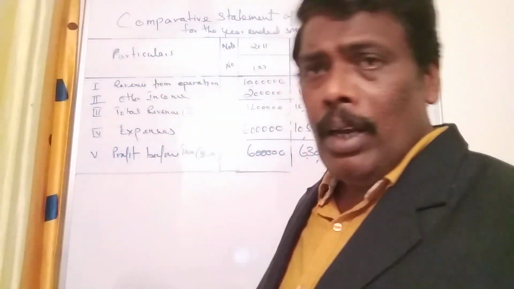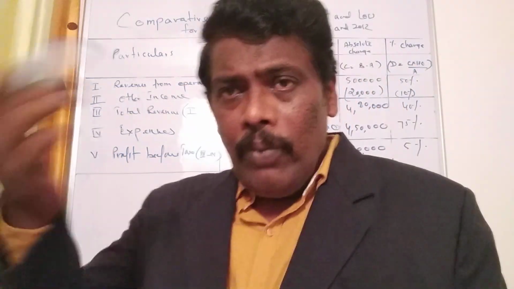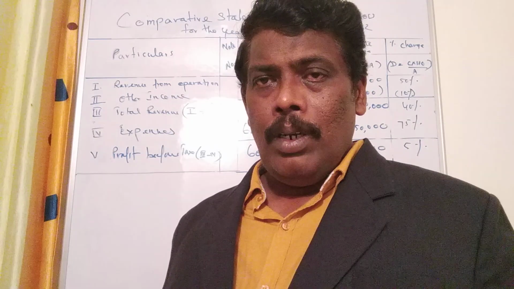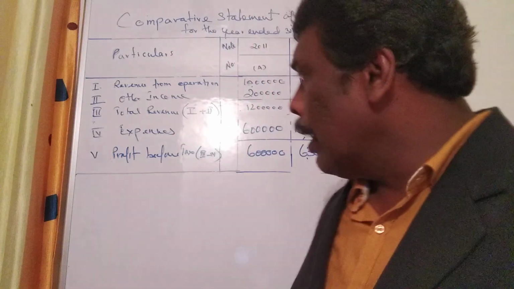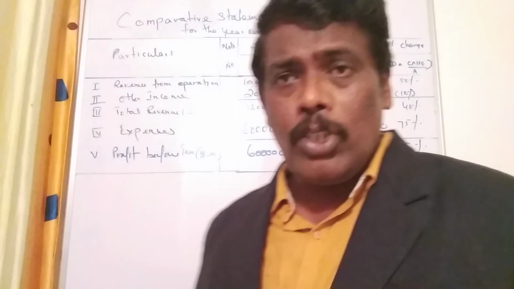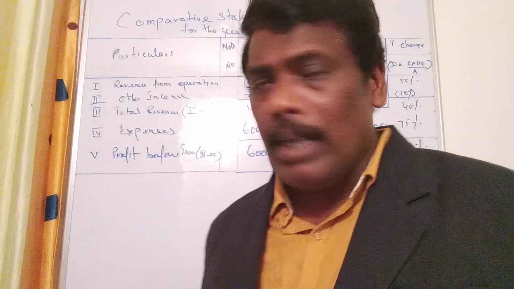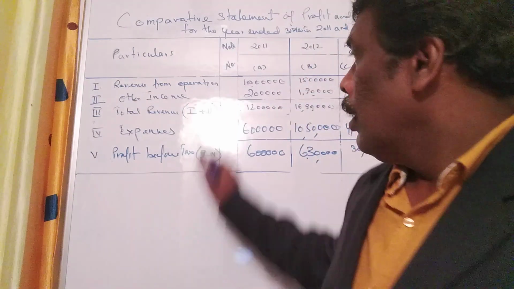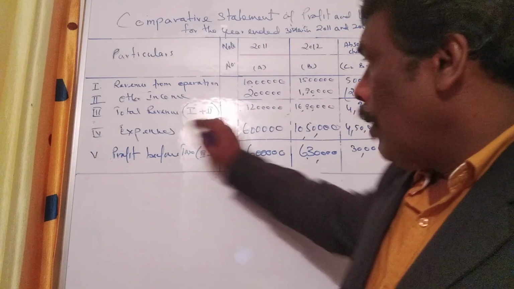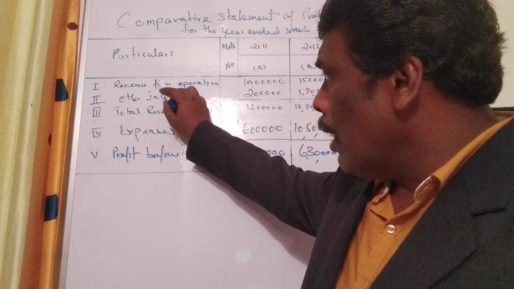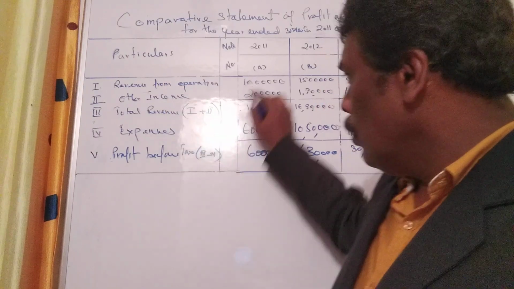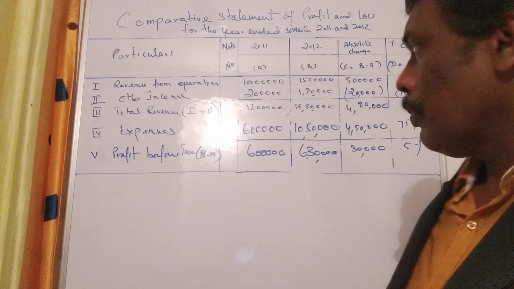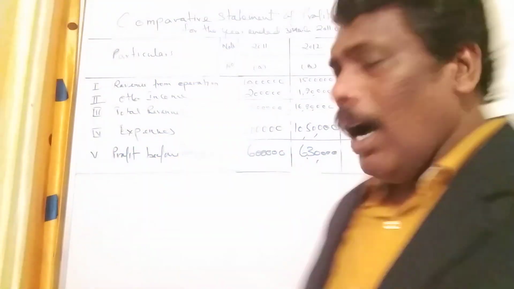After recording other income, what do we have to do? We have to add both the incomes, and whatever amount we get will be termed as total income, literally called total revenue. That has to be recorded over here. How is the total revenue generated? Roman numeral 1 plus Roman numeral 2 gives you the total revenue, and that has to be recorded over here, total.